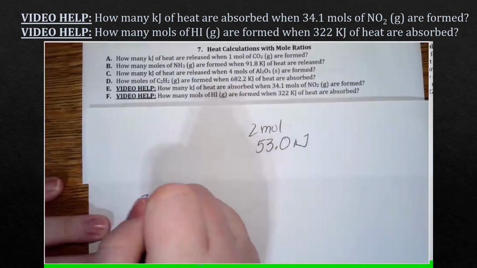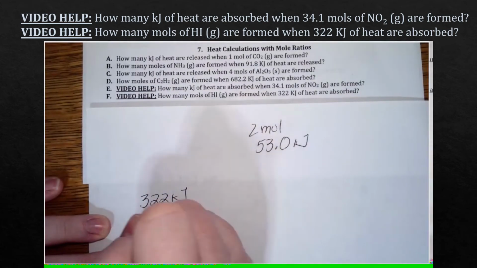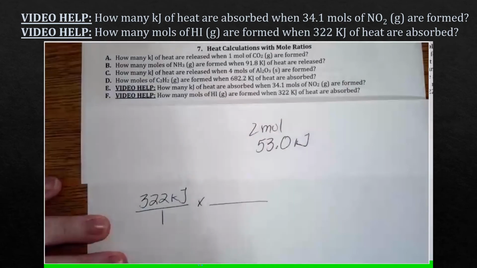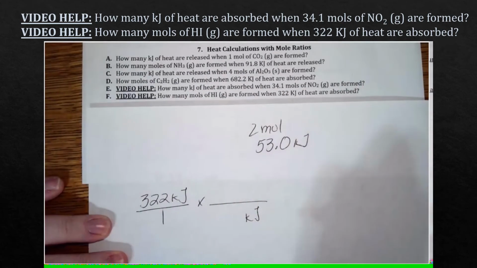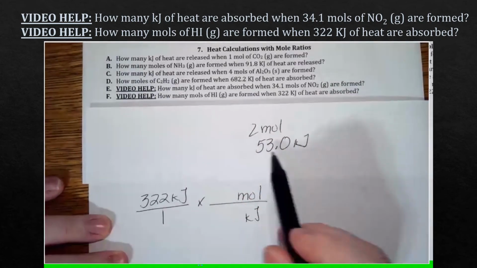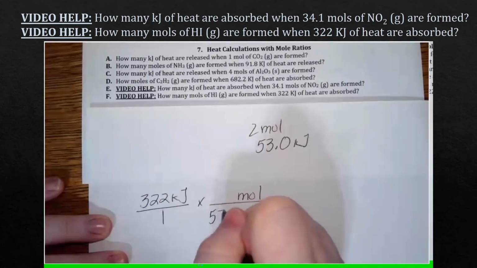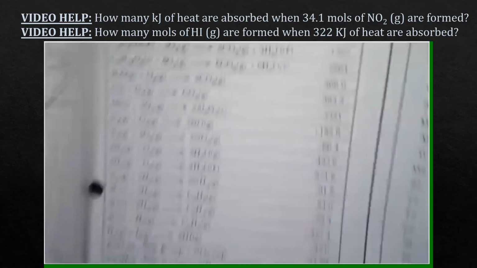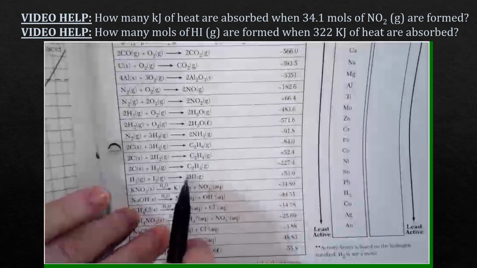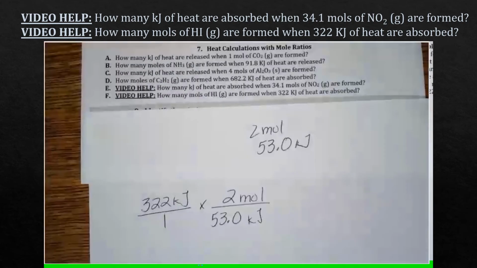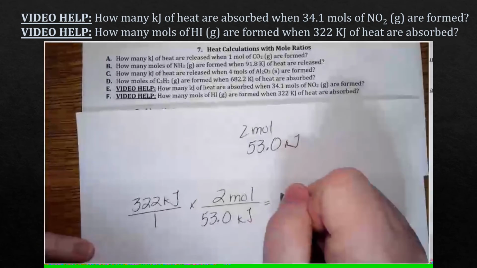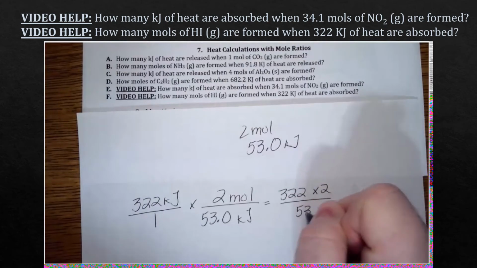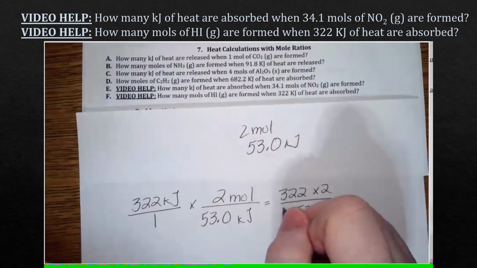So I have 322 kilojoules of heat, my given, put it over 1. What do I want to get rid of? Throw it in the basement. Kilojoules. I want moles. So what is my conversion? For every 53.0 kilojoules, I'm going to get 2 moles. So again, to remind you of how I got that 2 moles, the coefficient in front of HI is a 2. Okay, so now how do I solve this? 322 times 2 divided by 53.0. Remember, I can leave this one off. If that stresses you out, you can write that.